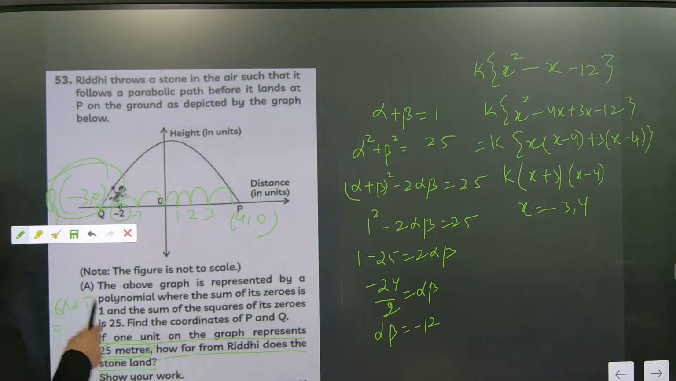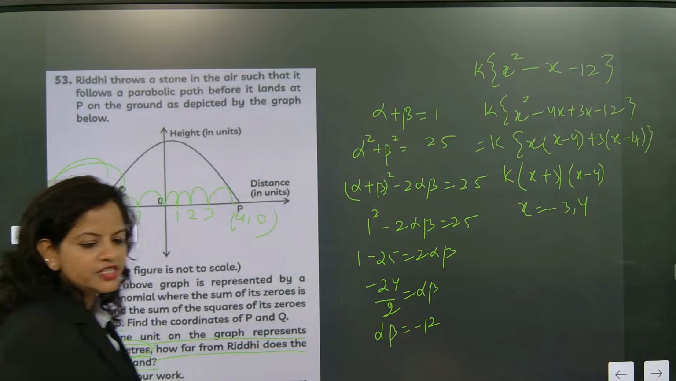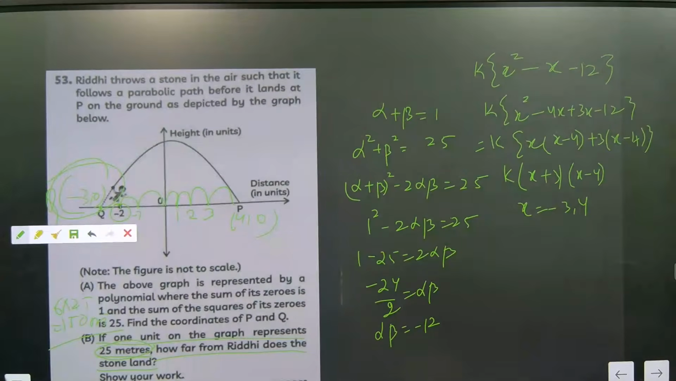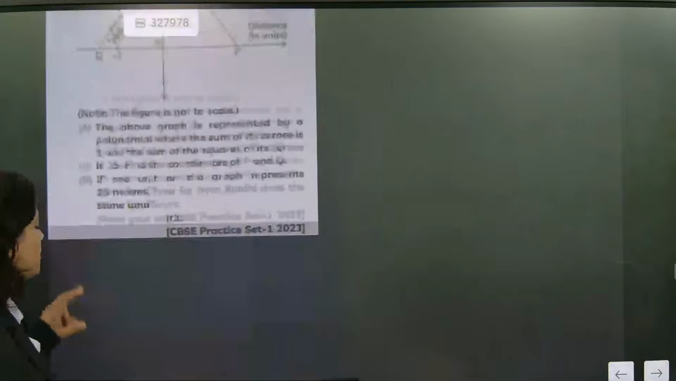So 6 into 25. How much is it coming? 6 5 30 is equal to 150 meters. I understood or not? How far from Riddhi? This was a tough question or easy question? Easy, na? So we need to just analyze. After analyzing, we are seeing that the questions are not difficult. The questions are very much in our command.